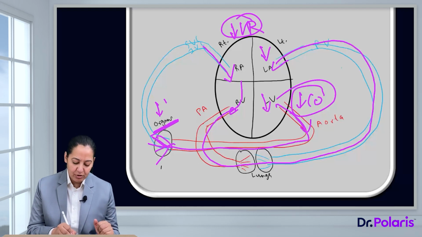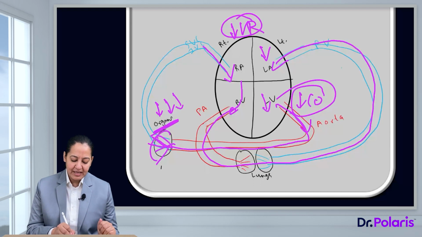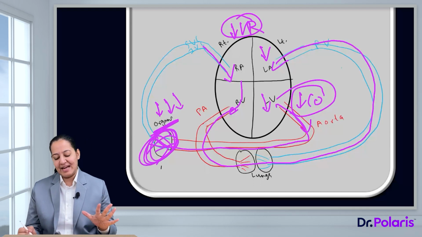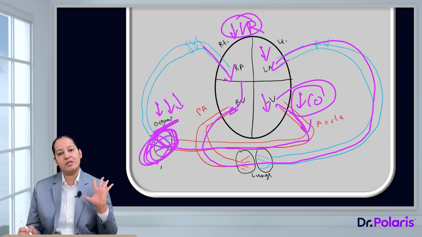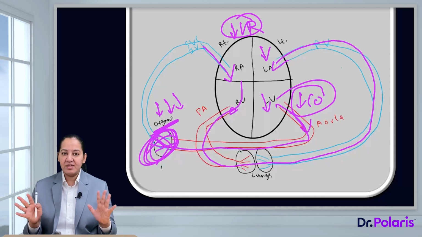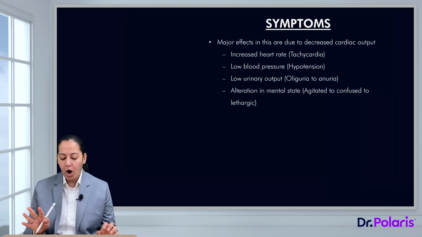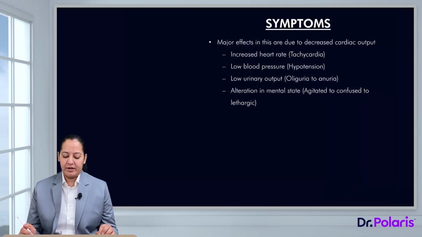Less blood means less oxygen. Less oxygen means hypoxia or anoxia. That causes inflammation of all organs, and that can lead to multiple organ failure, which can lead to shock. So the pathogenesis diagram is in front of you. It is crystal clear. Now coming to the symptoms of hypovolemic shock.